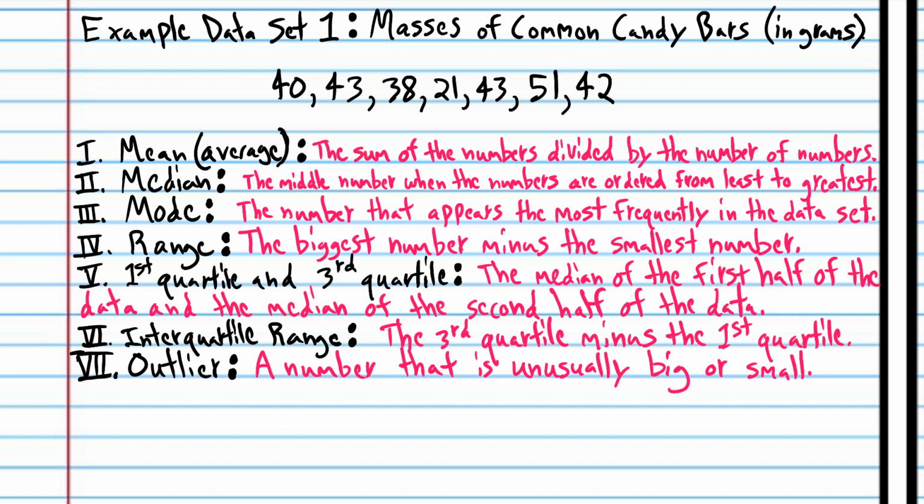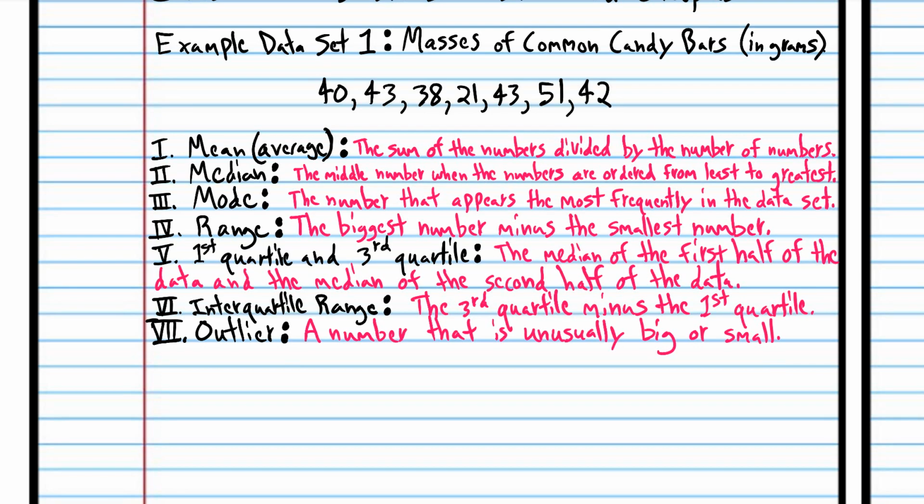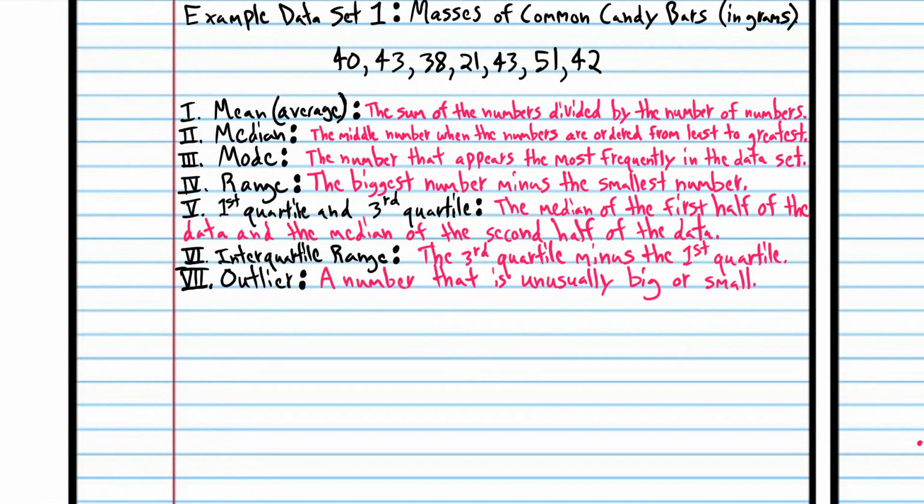So anyway, that said, let's go ahead and start calculating these values. We're going to study this data set, this list of numbers. So first, let's calculate the mean. The mean is the sum of all these numbers divided by the number of the numbers. So what that means is there's 1, 2, 3, 4, 5, 6, 7 numbers. So we're going to add up all these numbers and divide by 7.